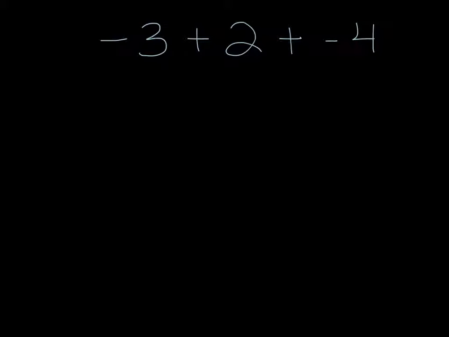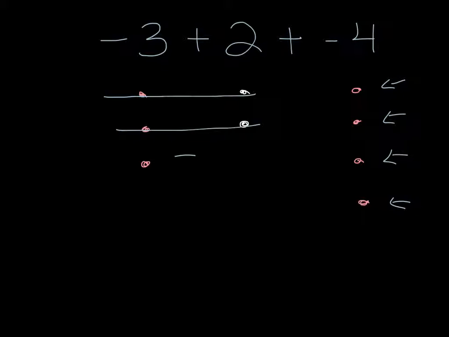Okay, let's try one that has 3 different numbers. We use smaller numbers so I don't have to use so many counters. All right, so I have -3, I have +2, and I have -4. All right, so let's do our canceling out first. These 2 cancel, these 2 cancel, and what do I have left? I have 1, 2, 3, 4, 5 negatives left. So my final answer is -5.